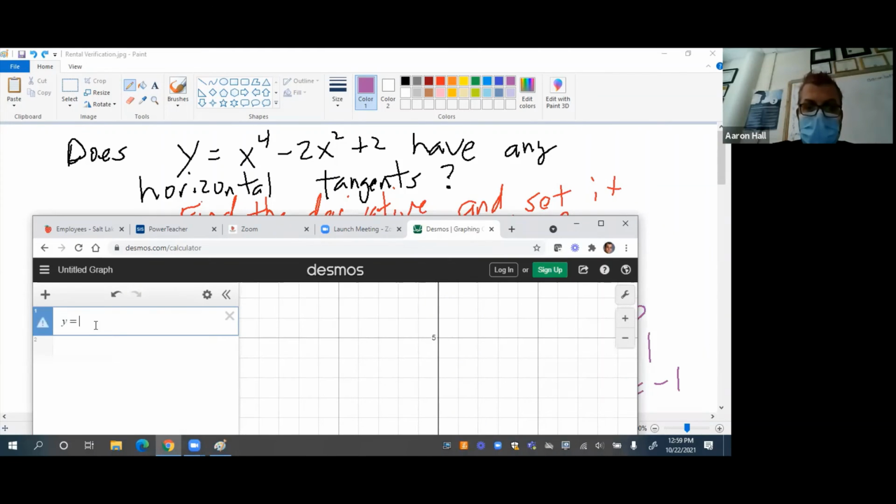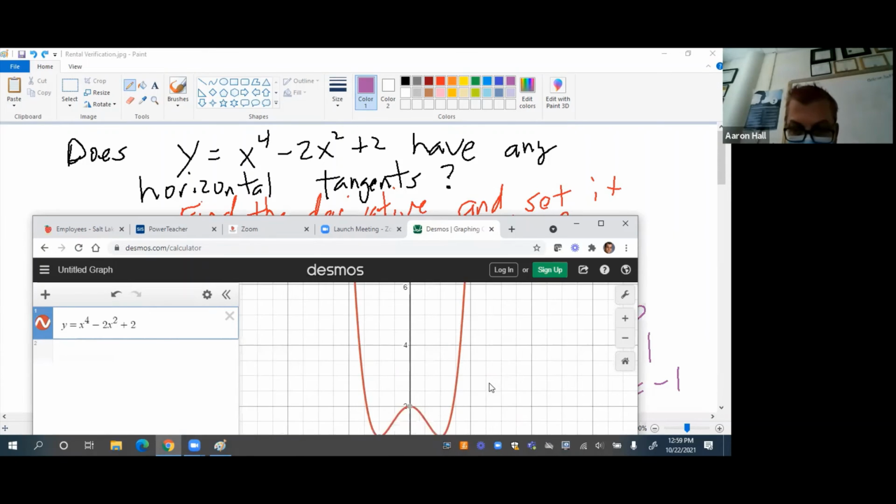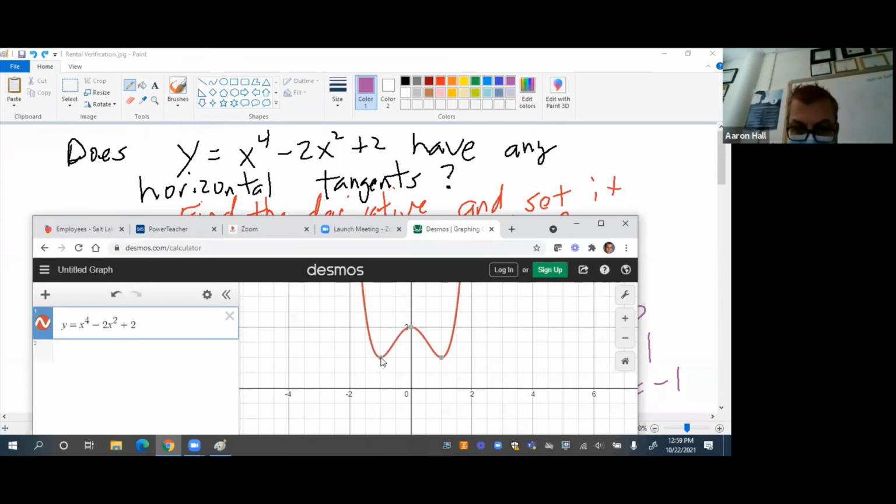Y equals x to the power of 4 minus 2x squared plus 2. And we said we have 0 slopes at negative 1, 0, and 1. How did we do? Pretty good. Yeah, those are our 0 slopes.